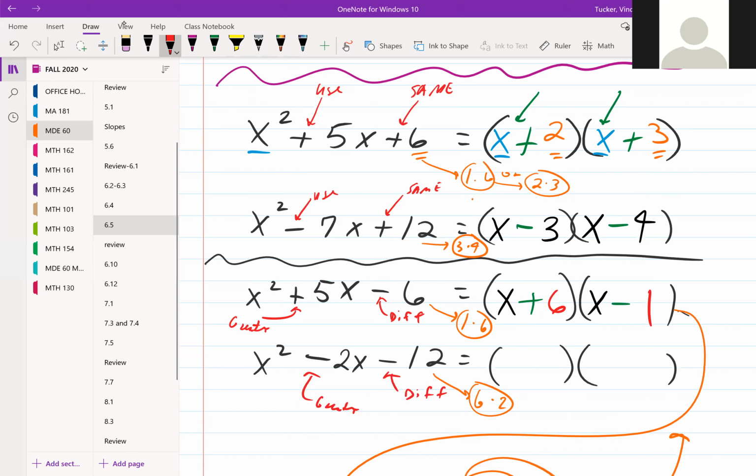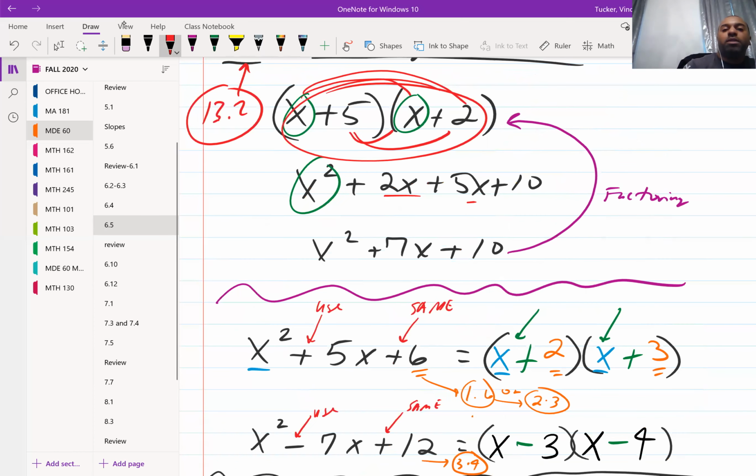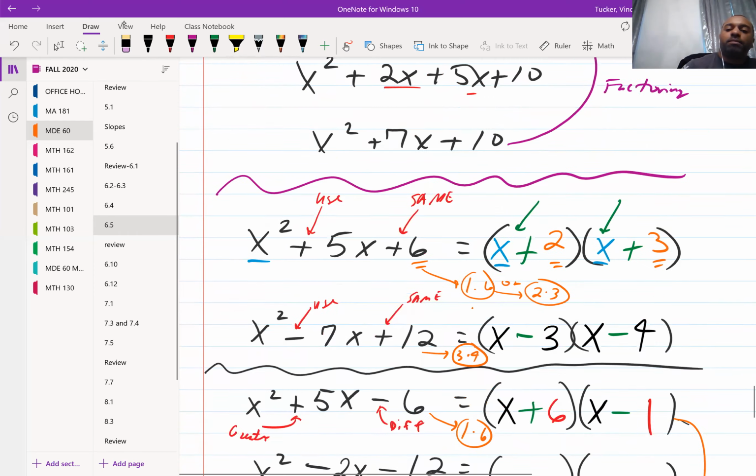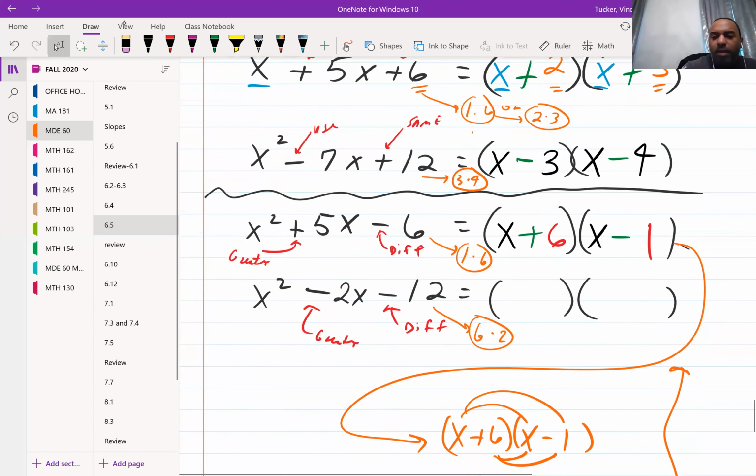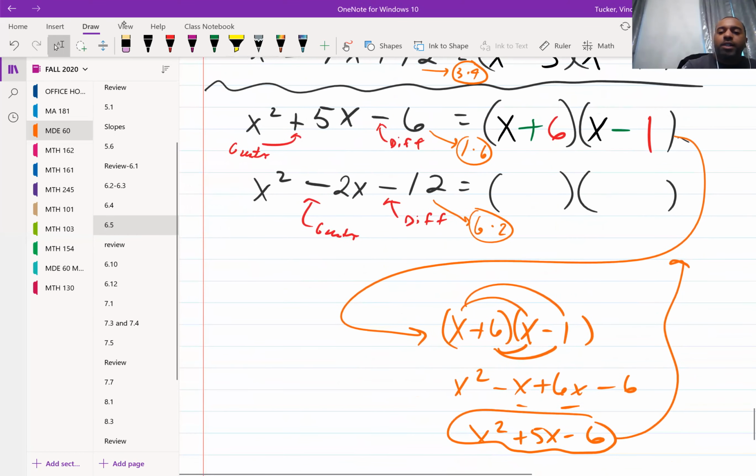Because remember, we will FOIL this out, and the numbers on the inside will end up subtracting from each other to give us that 5. And remember, you can always go back and check these by multiplying it out yourself and see what happens. If it does not multiply back out to give you what you originally had, then it's not the correct factorization. So you can always check your factorizations.